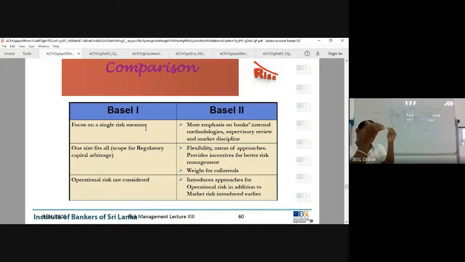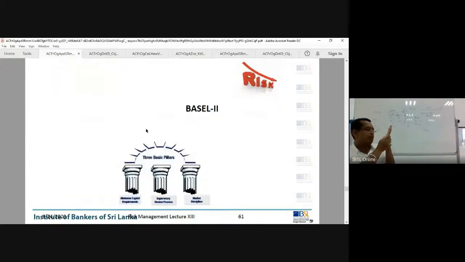Basel 2 is a three-pillar mechanism: internal controls, then the supervisor review, and the market discipline. Internal, supervisory, and market discipline. So each risk category, you will have different methods to do. If you are sophisticated, if you are very good in managing your risk, you can use different methods to reduce the capital requirement. And in Basel II operation risk is also considered. Right, Basel II, I don't want to rush. I will take you through next week, because next week we don't have much things to do.